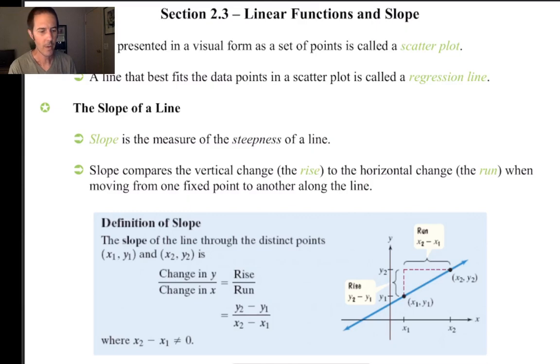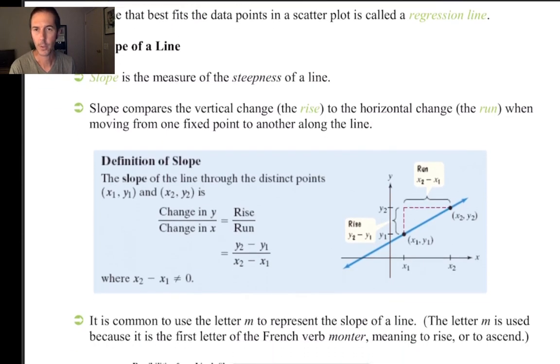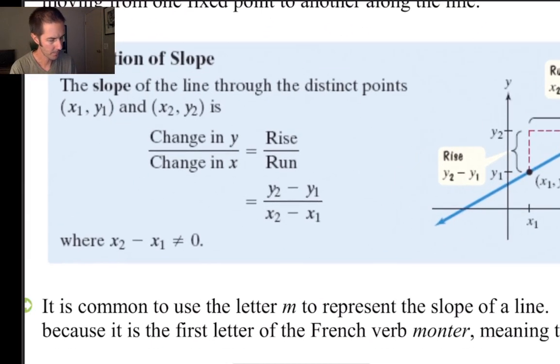The way that you go about calculating the slope of a line, at least between two particular points, is to find the difference in the y values of those 2 points and divide that by the difference in the x coordinates of those 2 points. And we often describe that as rise over run, change in y divided by change in x.